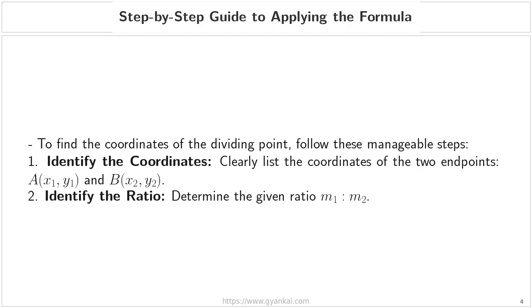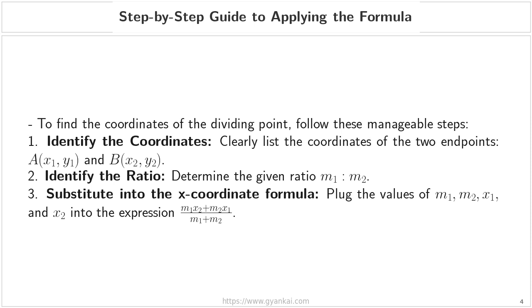Second, identify the ratio. Look at the problem and determine what your m1 and m2 are. This is the ratio that tells us how the line is being divided. Third, we move to the calculation phase. You will substitute these values into the x-coordinate formula. You'll take your m1, m2, x1, and x2 and plug them into the expression m1 times x2 plus m2 times x1 all over m1 plus m2.